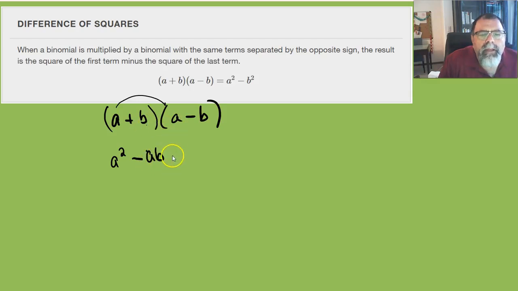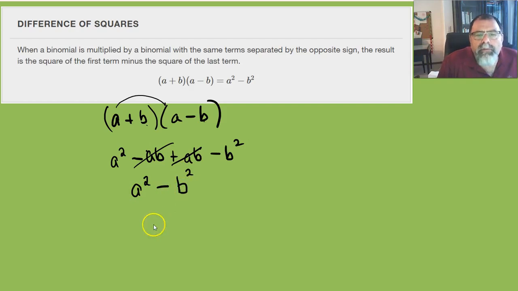And then b times a for the inside terms. Oops, but then we want to write it in alphabetical order. So that's ab. And then b times negative b is negative b squared. And you can see that these 2 terms cancel, and we're just left with what we call a difference of 2 squares. Difference being subtraction, and then the 2 squares, a squared, b squared.